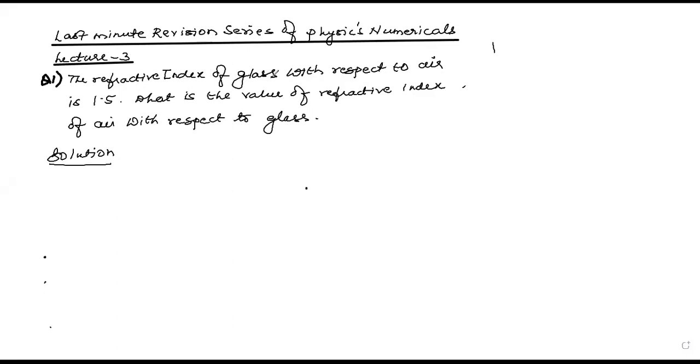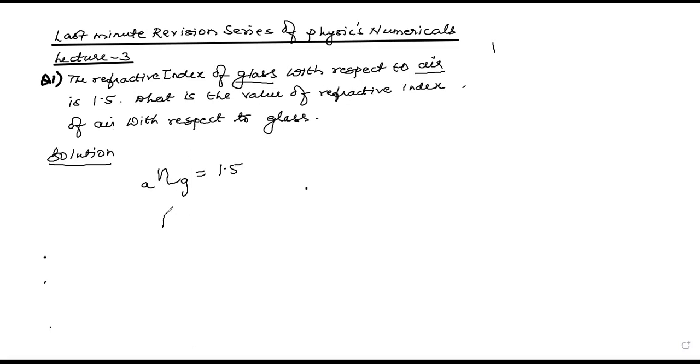The refractive index of a glass with respect to air. See here, children, refractive index of glass. First, they say glass and then they say air. Refractive index of what? Glass with respect to air. So, see how it is written. Refractive index of glass with respect to air is how much they're giving children? 1.5. Okay. And what they want, what is the value of refractive index of air?